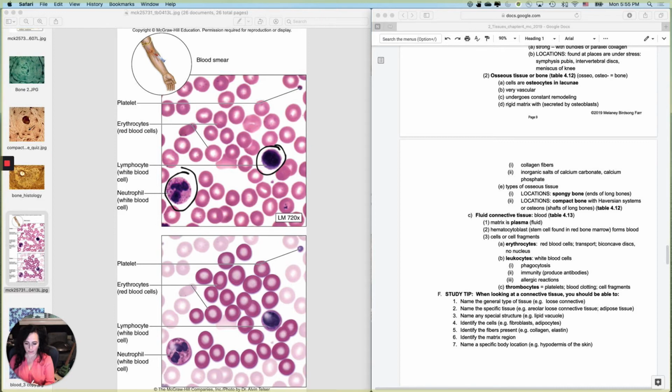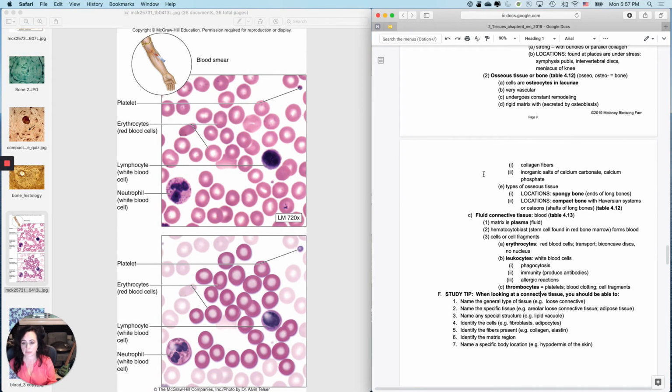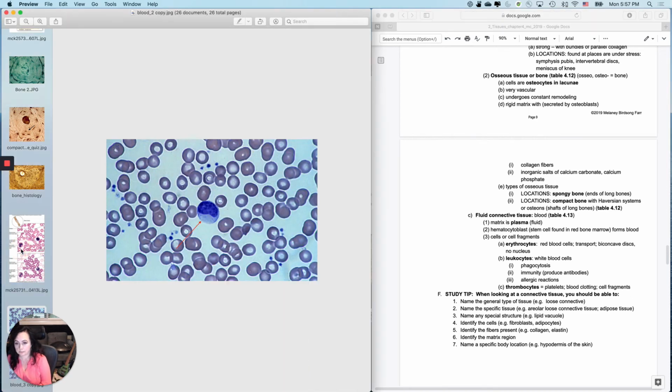And then last but not least are these little guys that are way smaller than erythrocytes. Those are called thrombocytes or platelets. And those are actually not whole cells. They're actually derived from whole cells, but they're cell fragments. And their primary job is to initiate blood clotting. Blood clotting is really complicated, but these guys get it all started. So let's look at a couple of different slides of blood. So here's another one of blood.